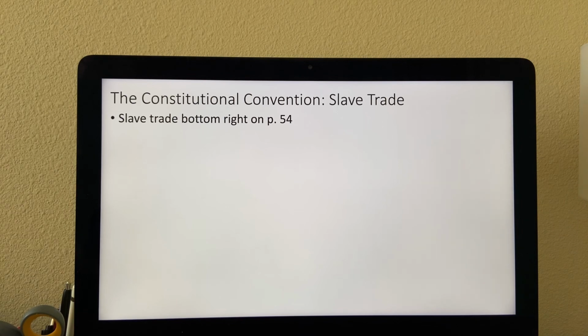So Congress establishes a clause in Article 1, Section 9 of the Constitution, and it prohibits Congress from interfering with the importation of enslaved people until 1808, so 20 years afterwards. In exchange, the delegates agreed that a simple majority in both houses of Congress would regulate commerce.